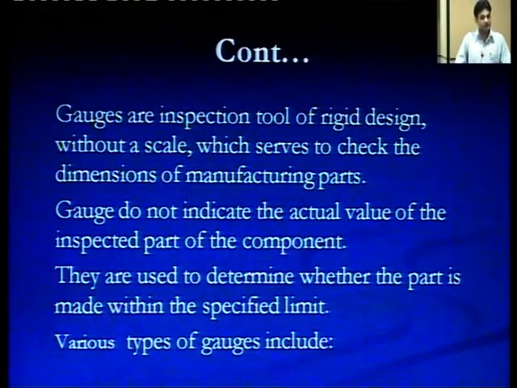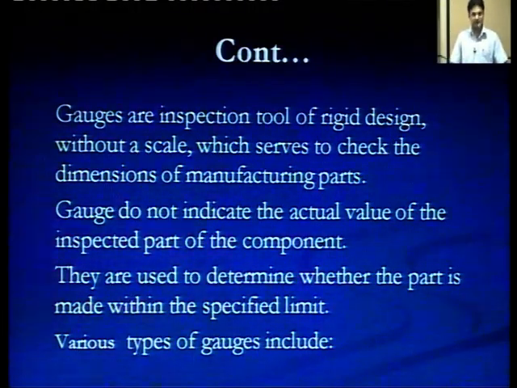Now, gauges do not indicate the actual value of the inspected part of the component. Suppose the spindle that we are going to check with the gauge is 29.3 mm. Now, the gauge will not give or display that value. It is only that we can check whether it is within the limit or not with the help of the go and no go gauges. They are used to determine whether the part is made within the specified limit. I have already told you, they only tell us whether the part is within the limit or not.